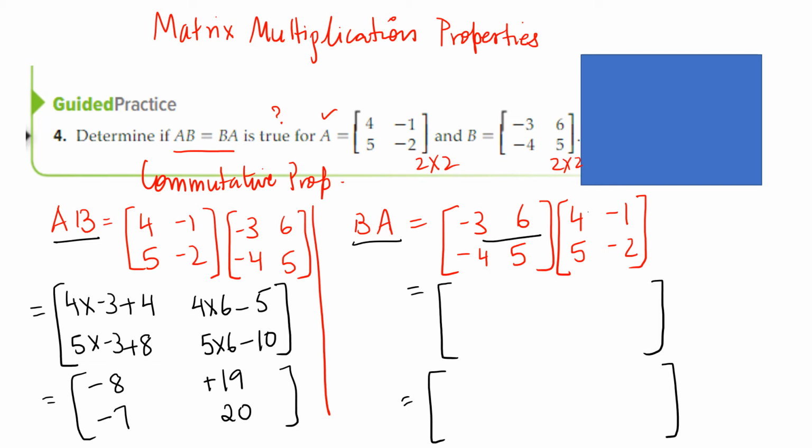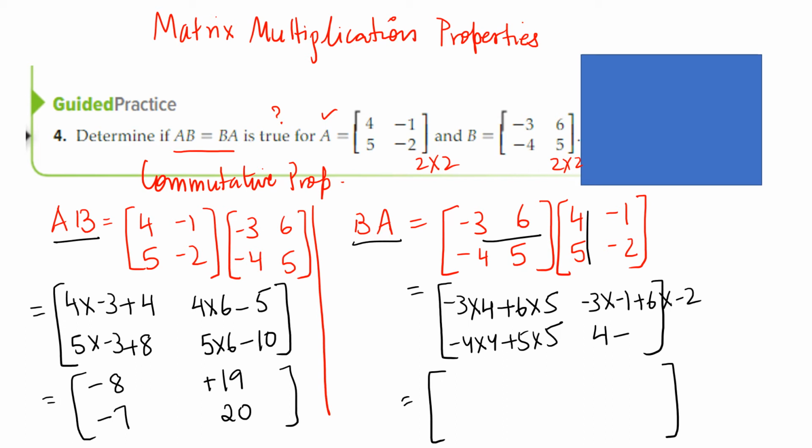So this with this, negative 3 times 4 plus 6 times 5 comes here. Here you get negative 3 times negative 1 plus 6 times negative 2. Negative 4 times 4 plus 5 times 5. And finally 4 plus. Now I'm quickly writing the steps because I hope just like me you've become more comfortable.